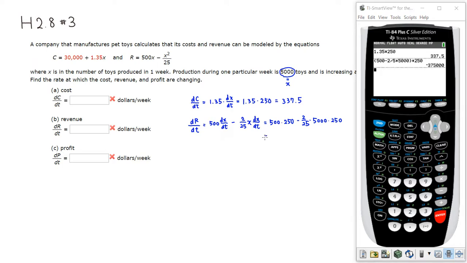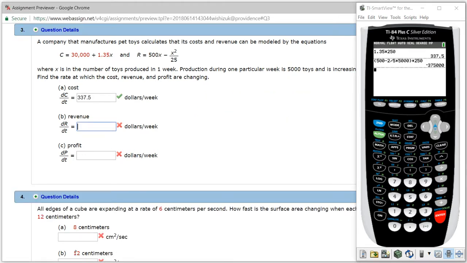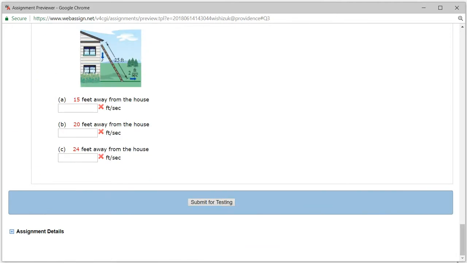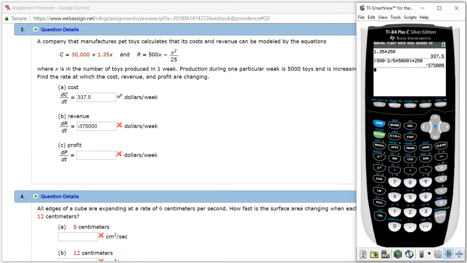So this is going to be equal to negative 375,000. Let's type it in. It came out to be negative 375,000. Let's check the answer. Submit for testing. Actually, I messed it up. I didn't do 25, I put 5 instead.